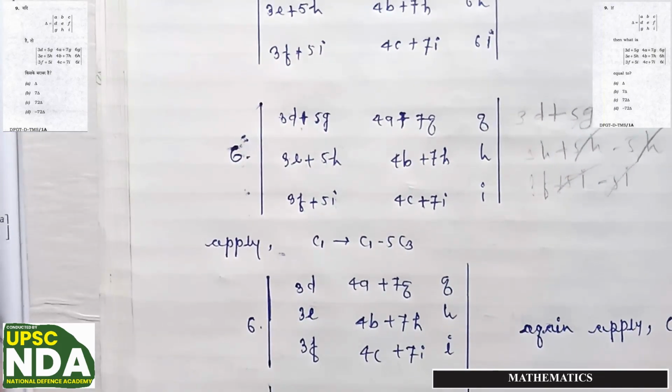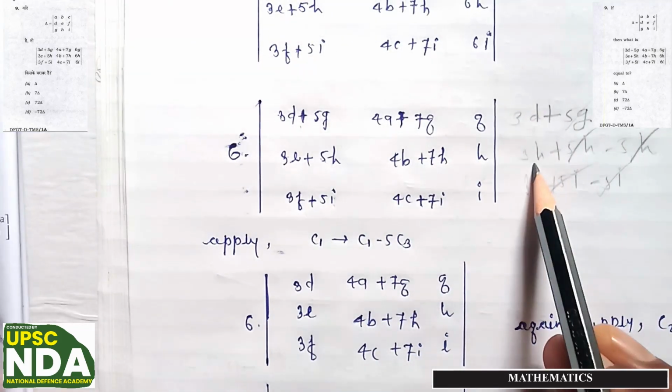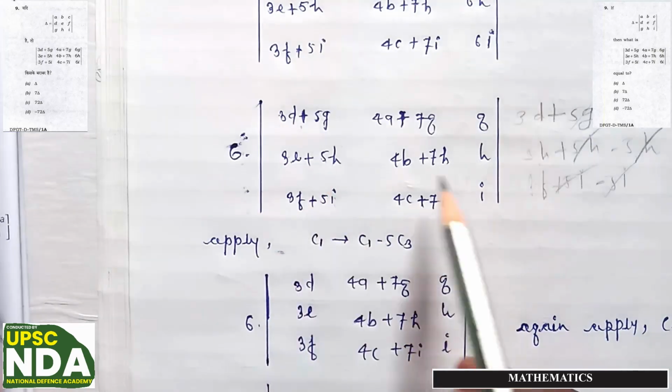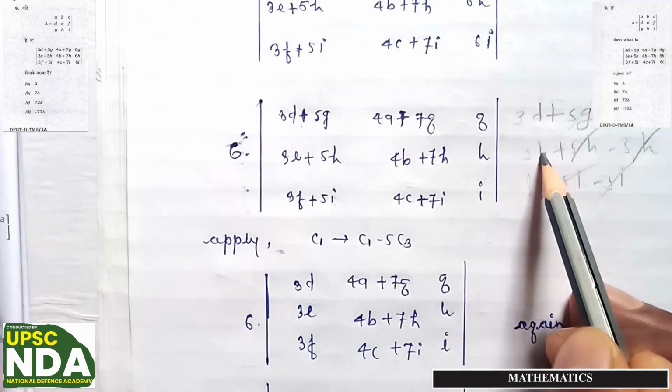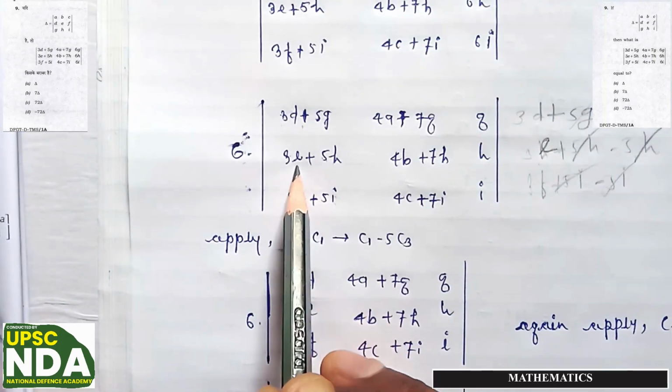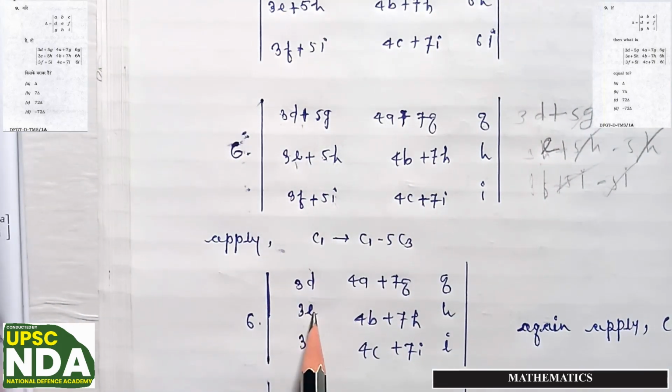So we are left with the terms 3D, 3E, 3F. It is an E, not an H. That 3E term is there. So as it is: 3D, 3E, 3F.